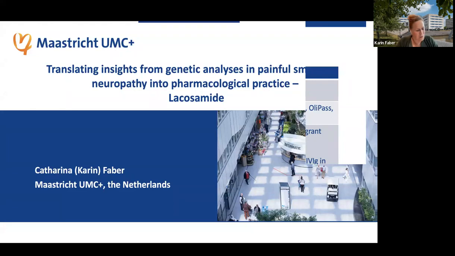Regarding conflicts of interest, well, we have received grants for research from the European Union, from the Princess Beatrix Spierfonds and Neuromuscular Foundation, from companies for the trial on small fiber neuropathy, but that was on IVIG, not on this one, and from the EU.